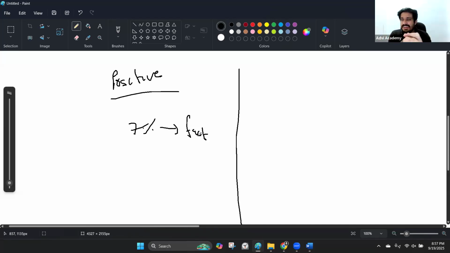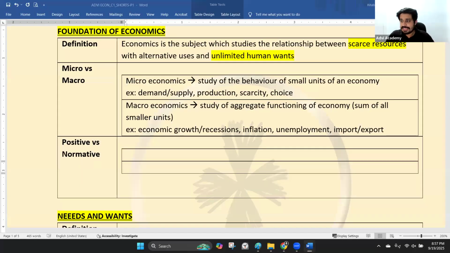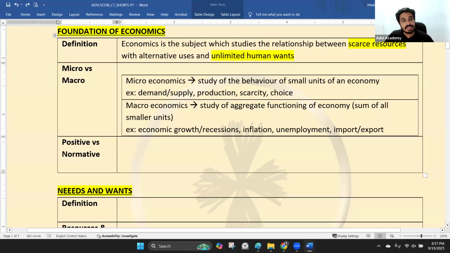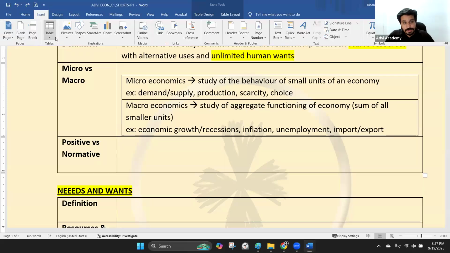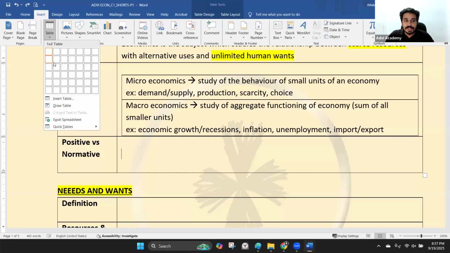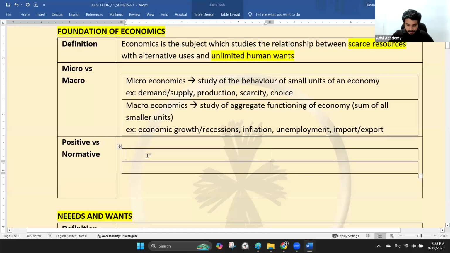Positive statements are facts, right? They can be verified. They can be calculated. They can be measured. They are like facts, basically. So facts, we also call them stats, right? These are very important as far as economics is concerned. Why? Because economics is full of stats, at the end of the day. Right? Because we have a lot of statistics that we have to maintain, right?